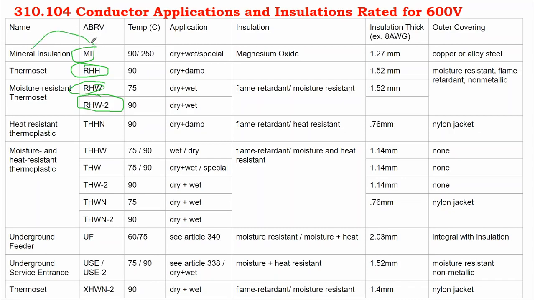MI stands for mineral insulated. These are conductors, sorry, not cables. We have a plastic skinned cable. We have a moisture resistant plastic skinned cable. And so what we're seeing is this moisture resistant has this W in it. And then this doesn't have a W, and this one says it's moisture resistant and it has a W. That W is a sign of a wet rated cable.